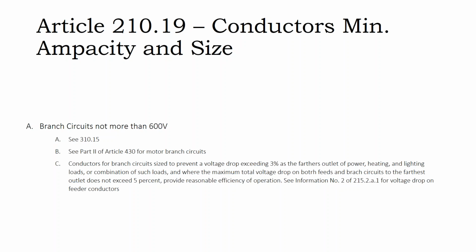Conductors, minimum ampacity and size. For branch circuits that are not much more than 600 volts, apply Table 310.15 for sizing, or special conditions for motor circuits. So we're just going to keep moving on into that. And then we see some repetition.